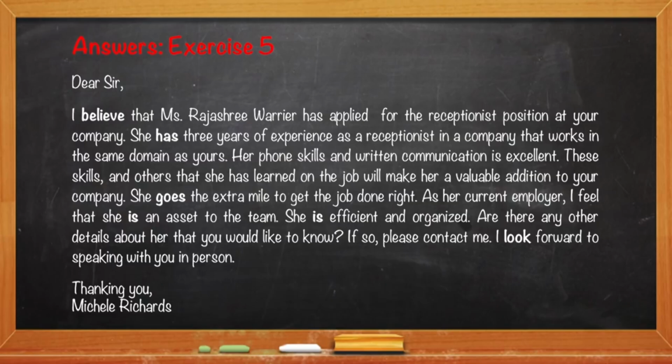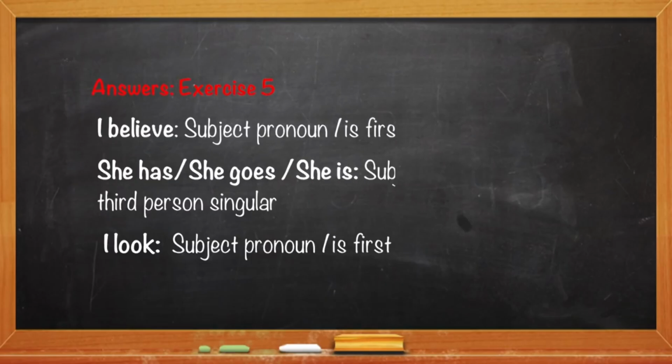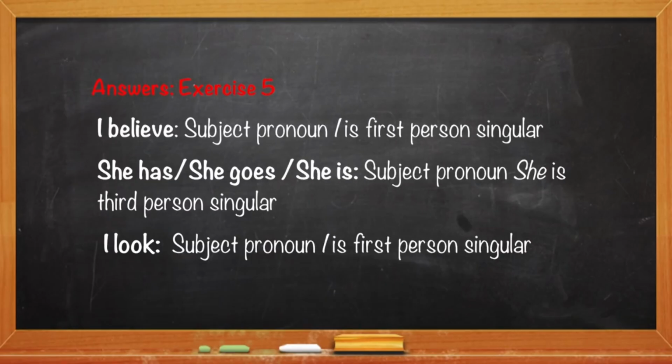But here we are not practicing letter writing, we are doing subject verb agreement. Here we continue, look at the way we have fragmented the sentences. I believe, so subject pronoun is first person singular. She has, she goes, she is, so subject pronoun, she, is third person singular. I look, subject pronoun is first person singular.